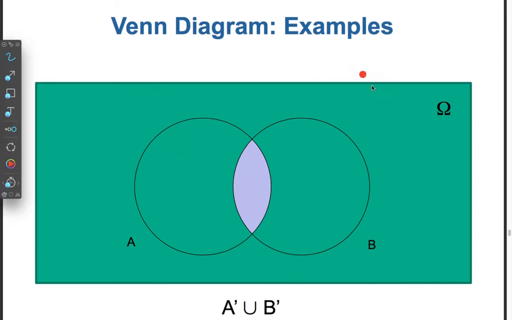Venn diagram example. Now this rectangular box is the universal set, denoted as omega. The first circle is denoted as A, the second circle as B, and this is the intersecting part of circles A and B. A complement union B complement means everything except the intersecting part.